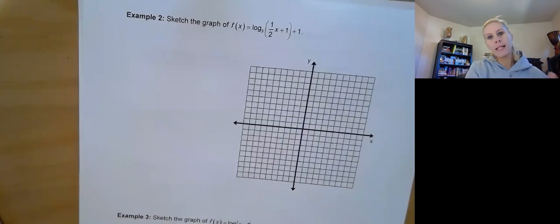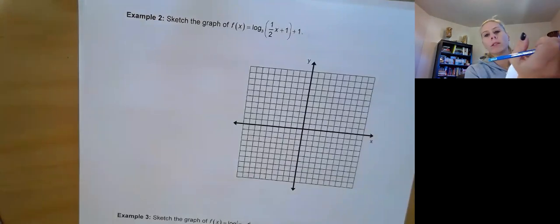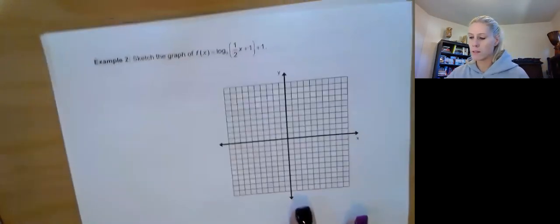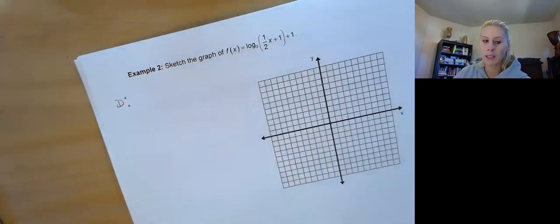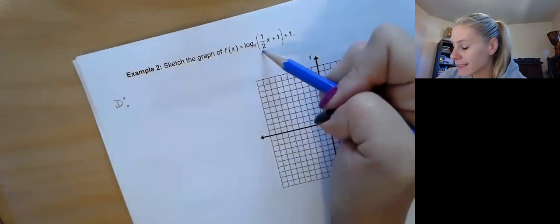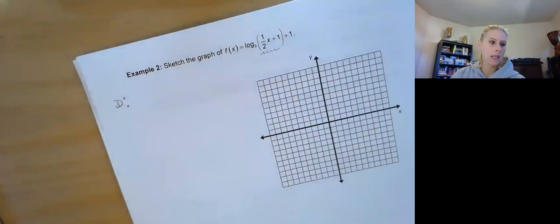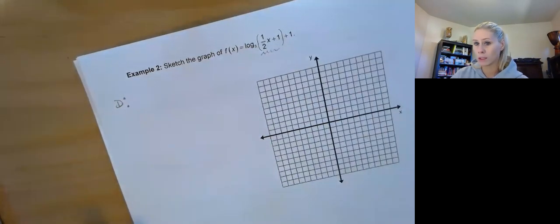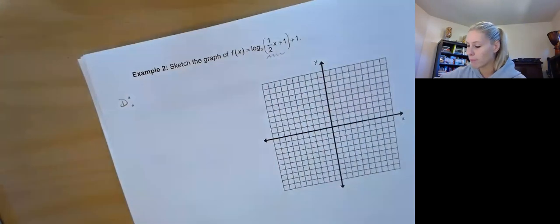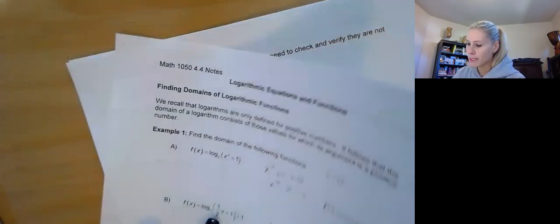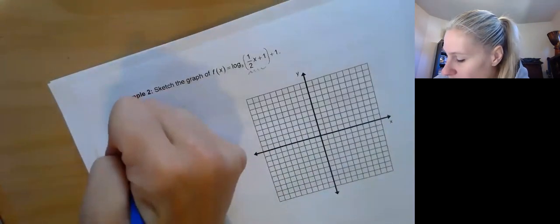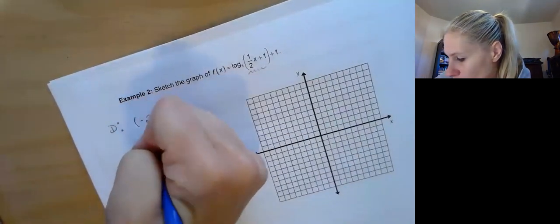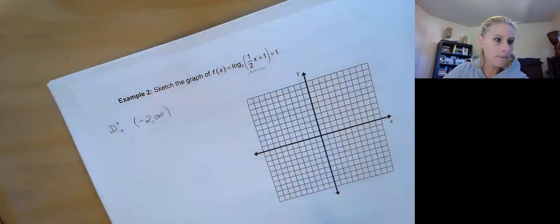Now, it says sketch the graph of f of x equals log base 3 of 1/2 x plus 1. Okay, so what we're going to do is find the domain first. And we just learned how to do that on the other side. If you remember, this is the same domain as part B, so I'm not going to solve for that. If you need to remember how to solve for that, we did it right over here. So we know that the domain is -2 to infinity.